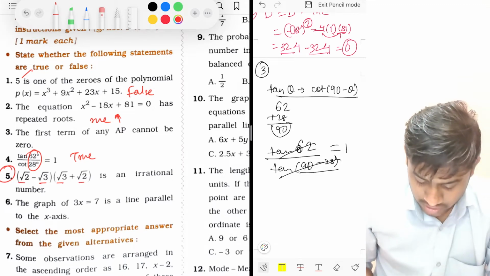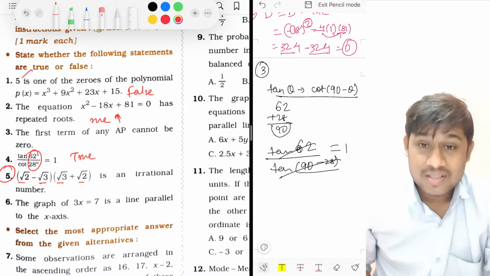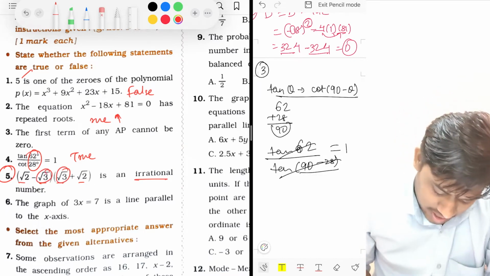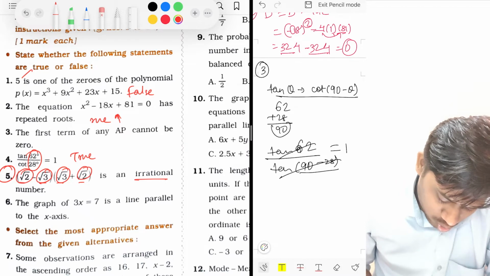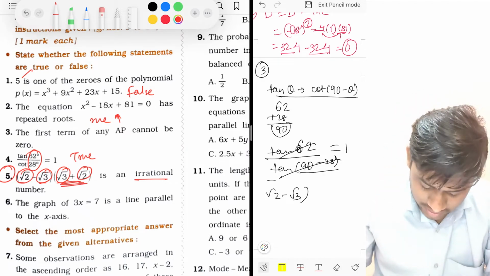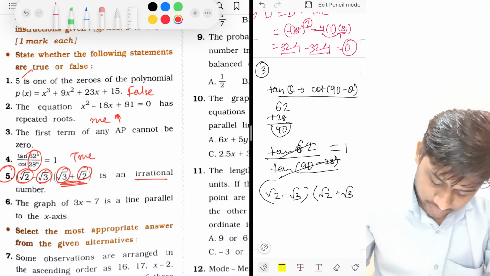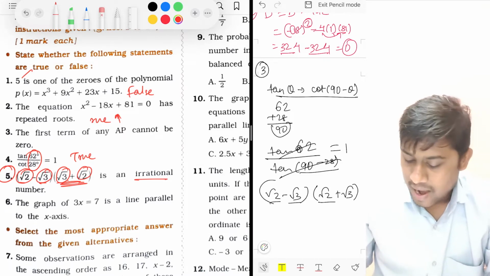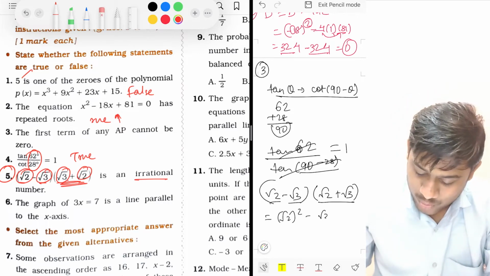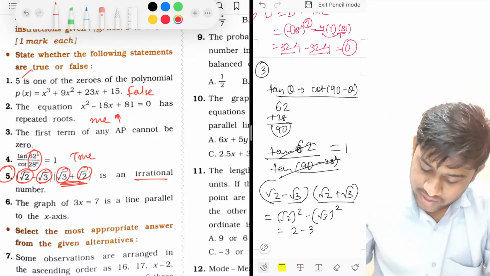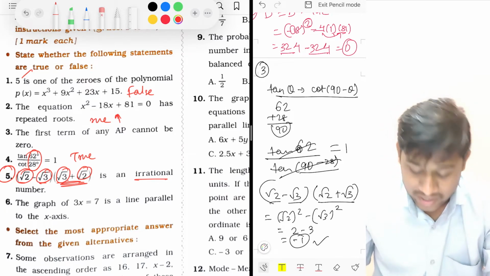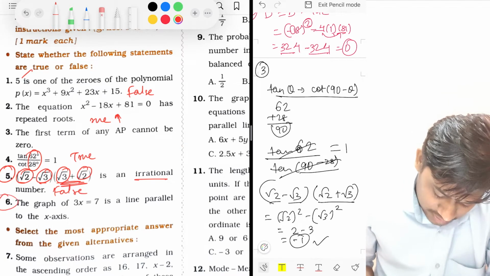Root 2 minus root 3 times root 3 plus root 2, these ones asked in board exam, is an irrational number. Just check, see, root 3, root 2, root 2. If I interchange this one, you see this one, a minus b, a plus b, we have a square minus b square. So what we have, root 2 square minus root 3 square, we have 2 minus 3 is minus 1, which is a rational number, definitely. So it is false.